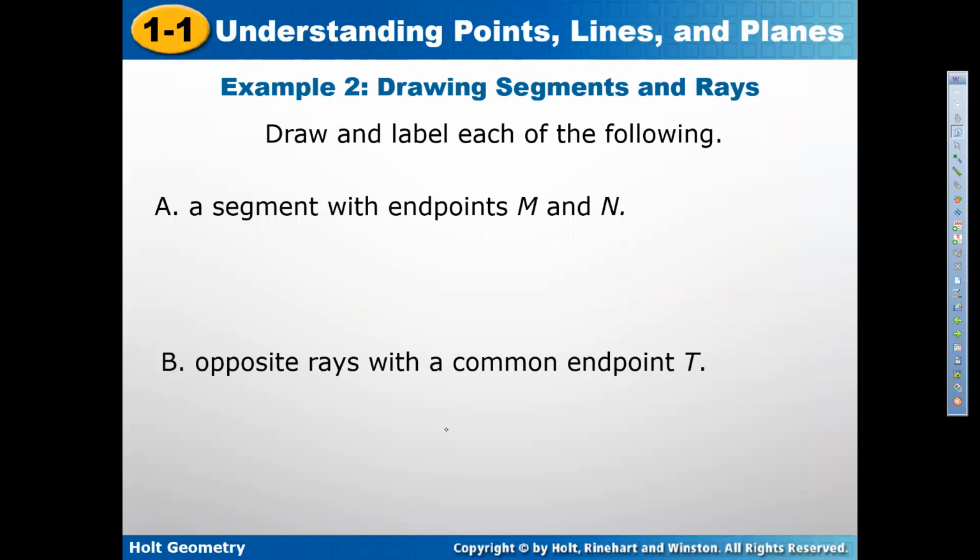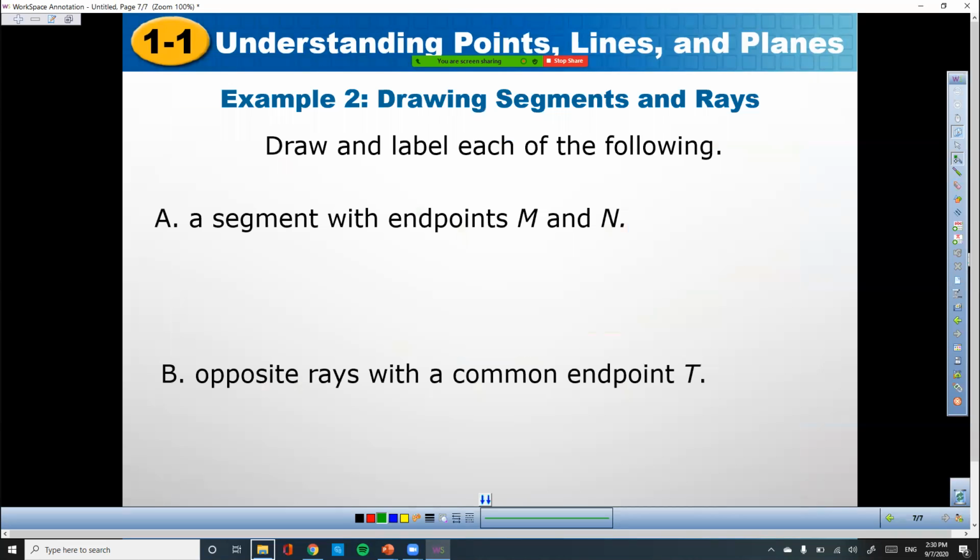All right, so let's try these examples here. Example letter A, they want us to draw a segment with endpoints M and N. So what did we say a segment was? A segment is a part of a line. If it's a part of a line, that means it has a starting point and it keeps going and it has an ending point. And so the endpoints, I want us to name them endpoint M and endpoint N.